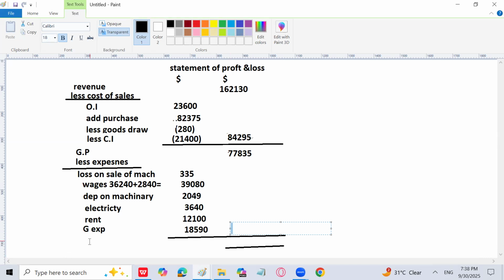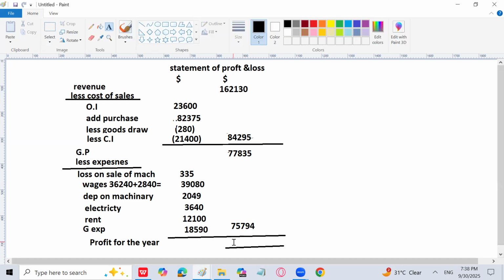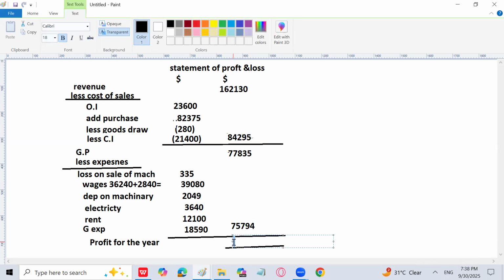And we'll get the profit for the year right here. So let me write 75794. I will write here 794. And after subtracting, we'll get the profit for the year. That is how much? 2041. So that is the profit for the year. And we are done with the question.